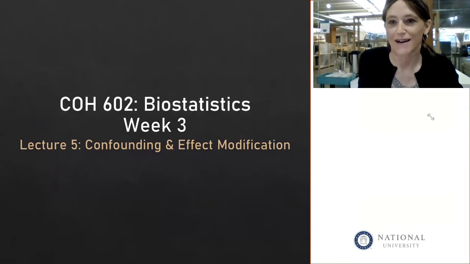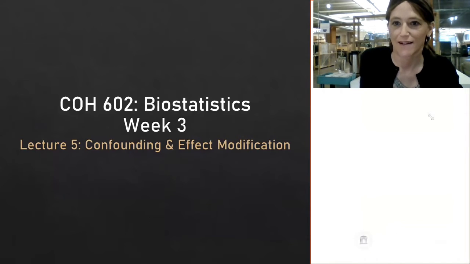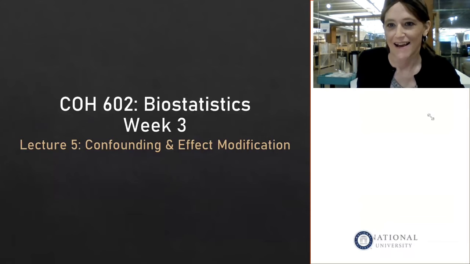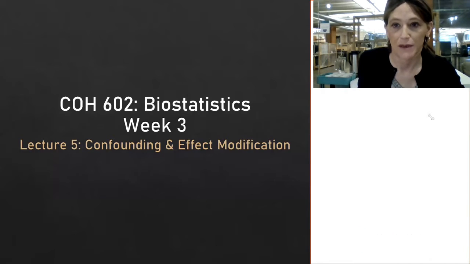Hi everyone, welcome back. We are now in week 3 of biostatistics, and we are going to talk about two topics which are really important for understanding why we go about doing more complicated analysis beyond just looking at bivariate analysis. And two of the main reasons we do that, particularly in observational studies, is we want to address potential confounding from other variables in a relationship.